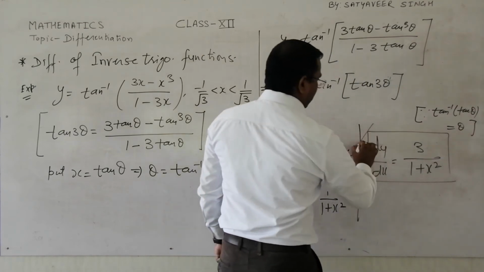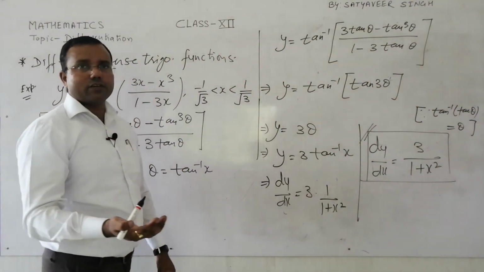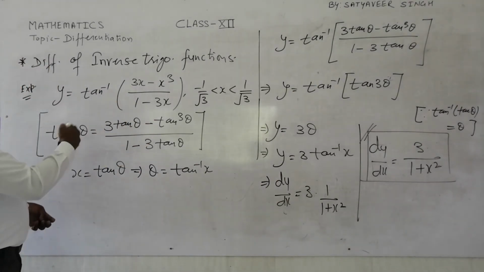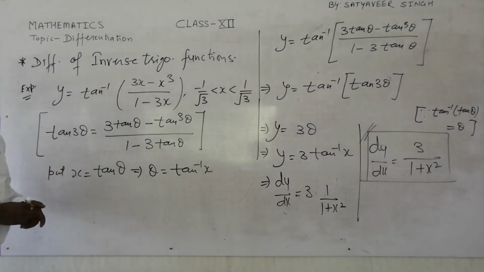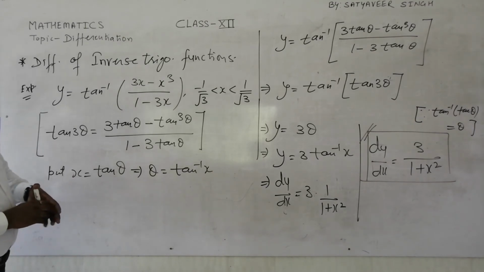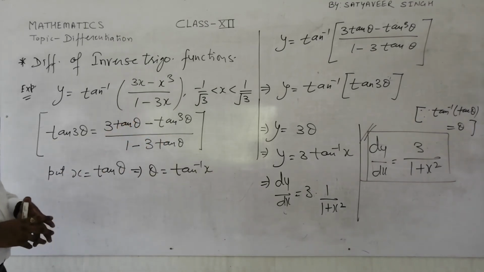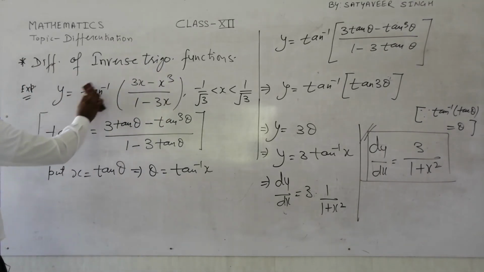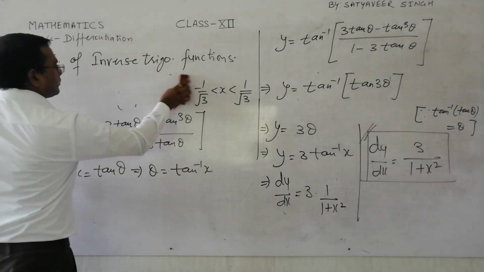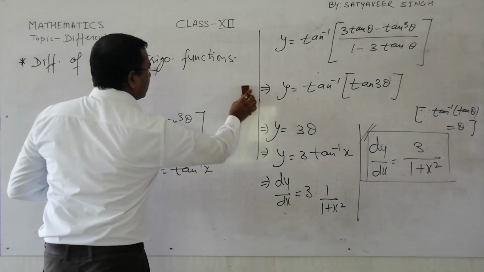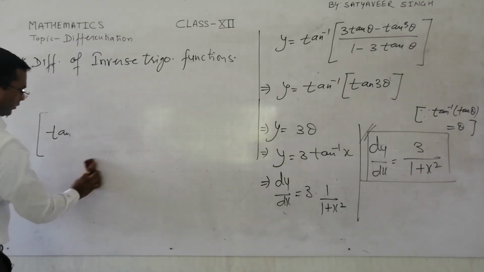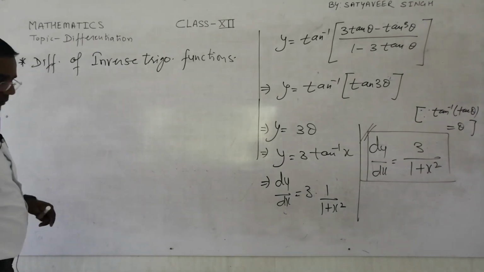In this very simple procedure, we haven't used the quotient rule, we haven't used the product rule. Simply by the replacement of some standard trigonometric results, we found the derivative. So I hope you understood this. Now one more question I am taking.